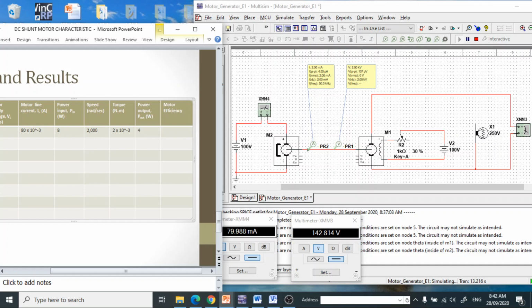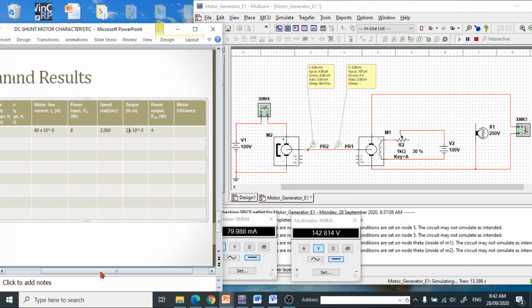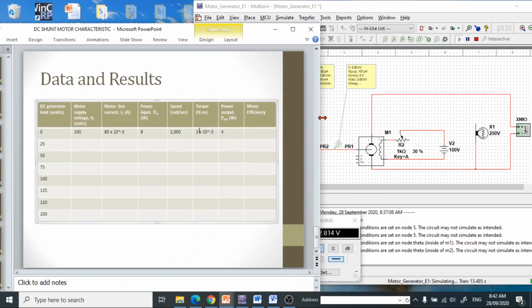So the efficiency can be calculated by dividing the power output over the power input and multiplying it with 100. So we have there 50%.